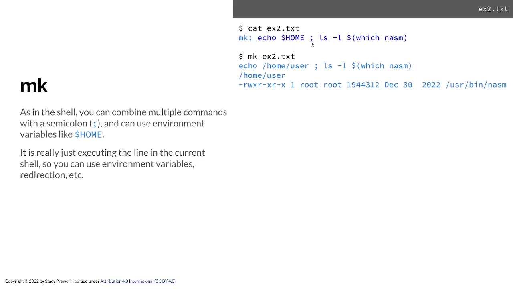Echo $HOME; ls -l $(which nasm). This is going to go find NASM in the path, and then it's going to print out the location. And so when I run make on this, it prints out the command it's going to do, and you can see it's already replaced $HOME with /home/user, and I get the echo of /home/user, and then I get the ls -l of which NASM, and there it is.